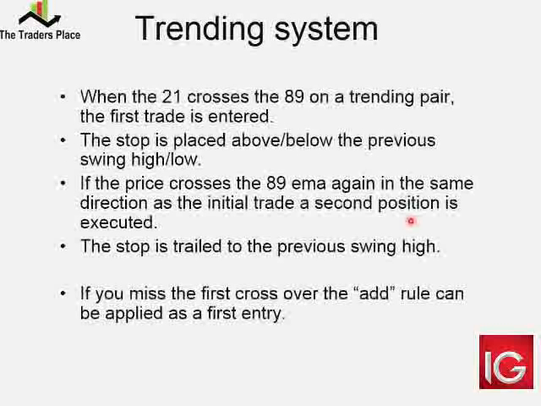All right, a simple trending system. When the 21 crosses the 89 on a trending pair, the first trade is entered. The stop is placed above or below, depending if it's an up or down trend, the previous swing high or low. Straightforward, we'll see it on the chart shortly.